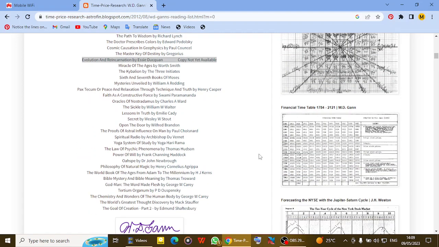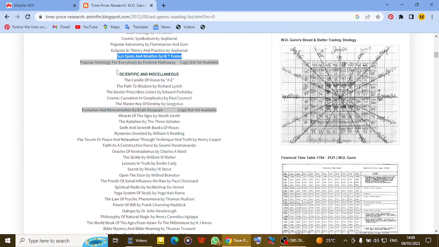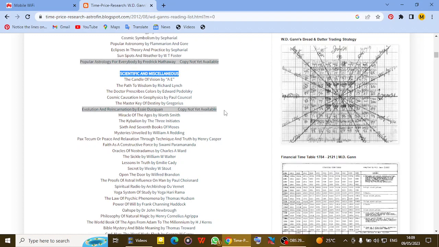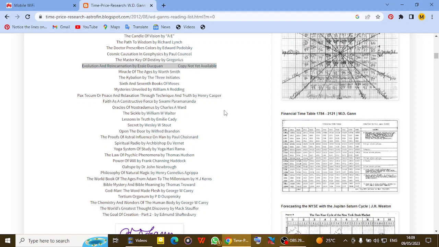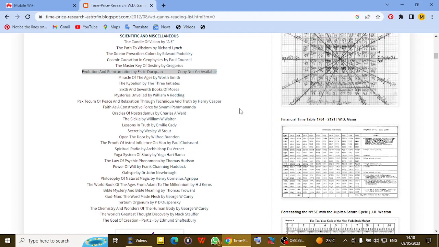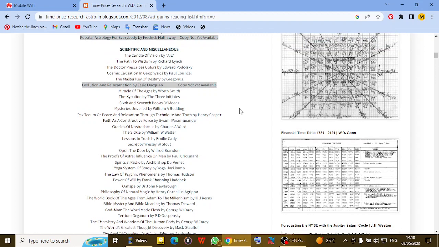When it comes to scientific and miscellaneous, he basically listed books that help one develop a proper psychology, a proper mindset, a proper regime that someone has to have on a daily basis.